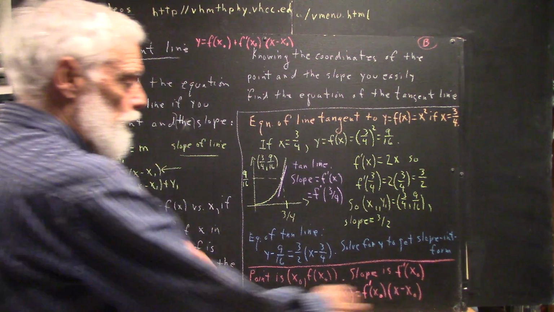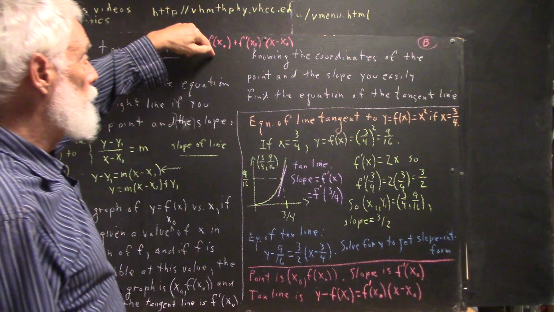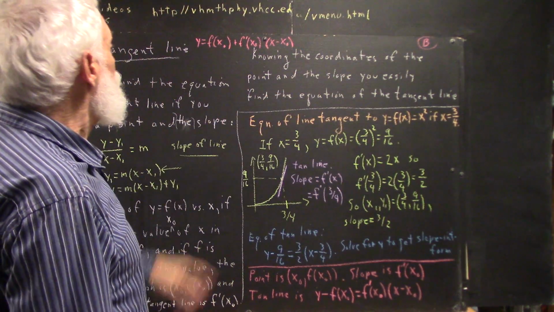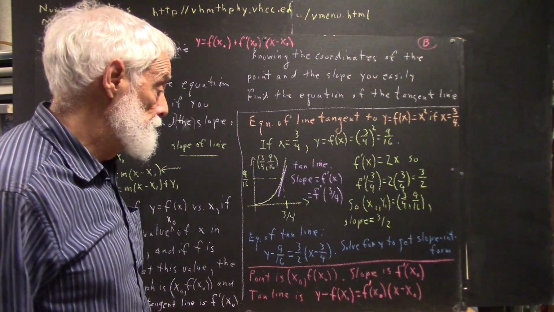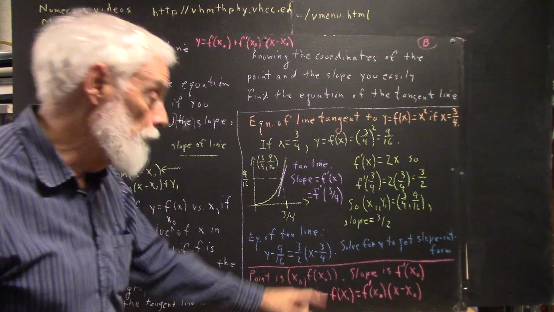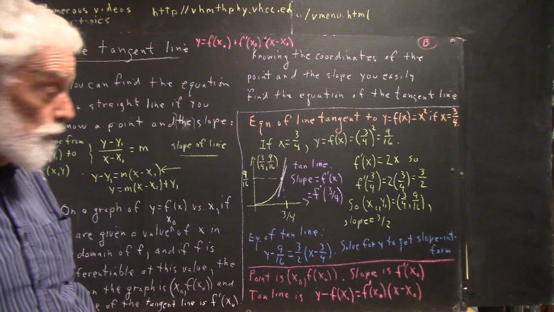Now this equation rearranges. I ran out of room, so I wrote it up here. y equals f of x naught plus f prime of x naught times x minus x naught. It's a very intuitive equation, as we're going to see, but you see how this easily rearranges from here. We just add f of x naught to both sides, and we get this. Okay, so we'll go on with this.